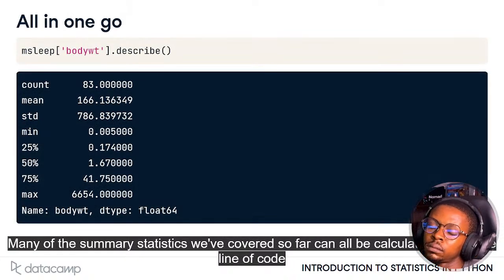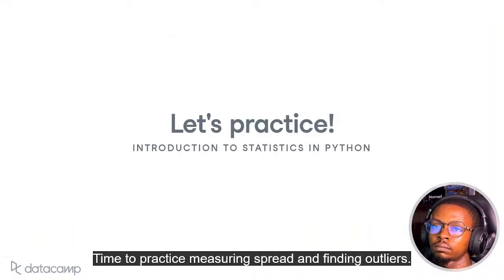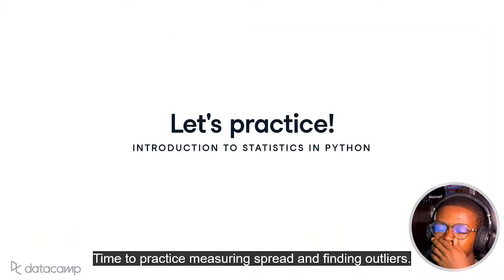Many of the summary statistics we've covered so far can all be calculated in just one line of code using the .describe method, so it's convenient to use when you want to get a general sense of your data. Time to practice measuring spread and finding outliers.